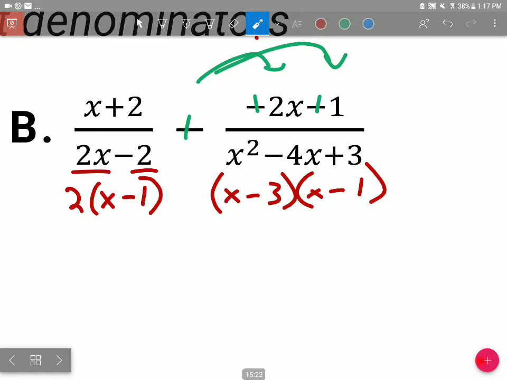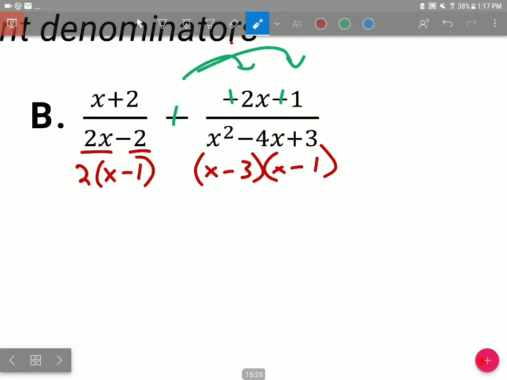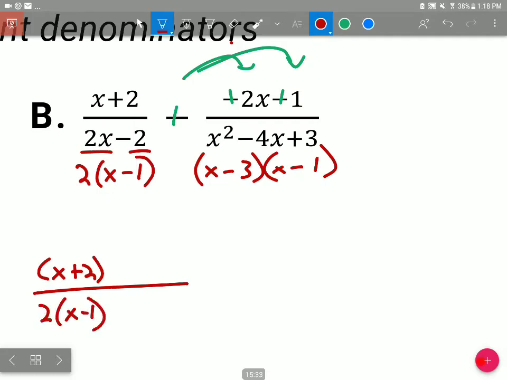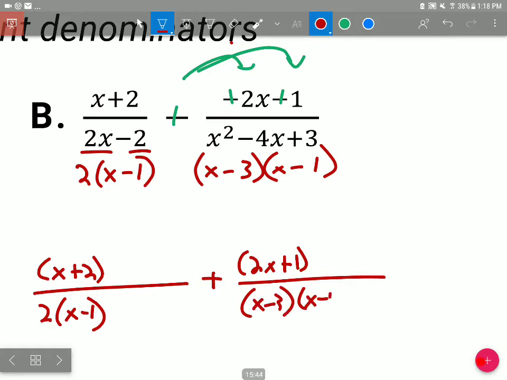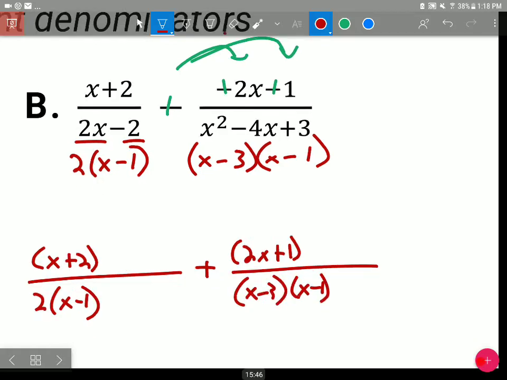Goal 2, get a common denominator. So here we go. I'm basically going to write out what we've got like this. 2x minus 1. And I'm going to give myself some space. Plus 2x plus 1 over x minus 3, x minus 1. I just literally copied everything down. Okay?